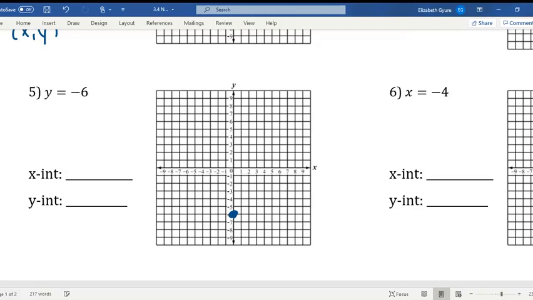Alex, do you think I'm going to draw a vertical or a horizontal line going through this? Yep, absolutely horizontal. Good. Jesse Campbell, is there going to be an x-intercept on this one?